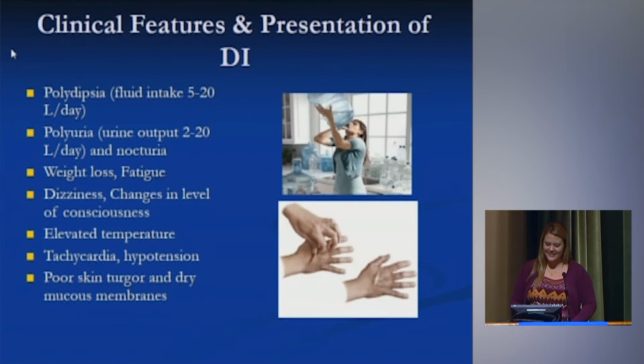I love animals. Okay. So clinical features and presentation of somebody with DI, you're going to see polydipsia, polyuria, weight loss, fatigue, dizziness, changes in levels of consciousness, elevated temperature, tachycardia, hypotension, and poor skin turgor.